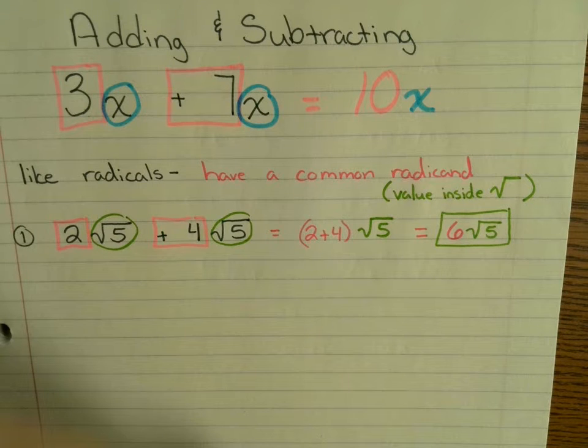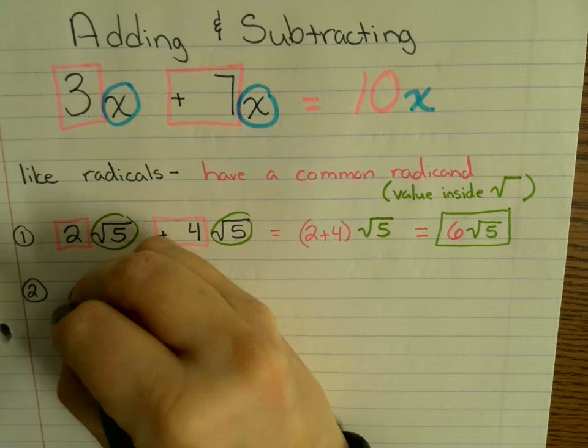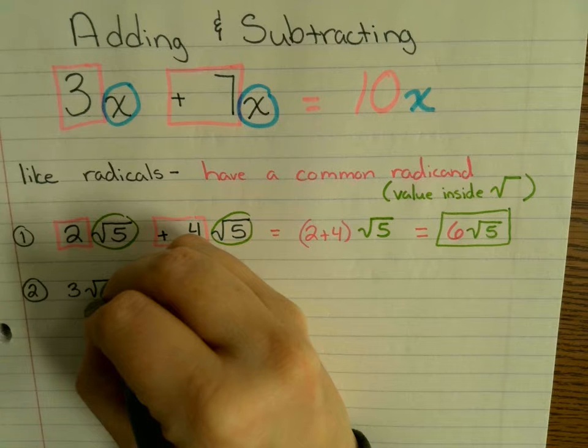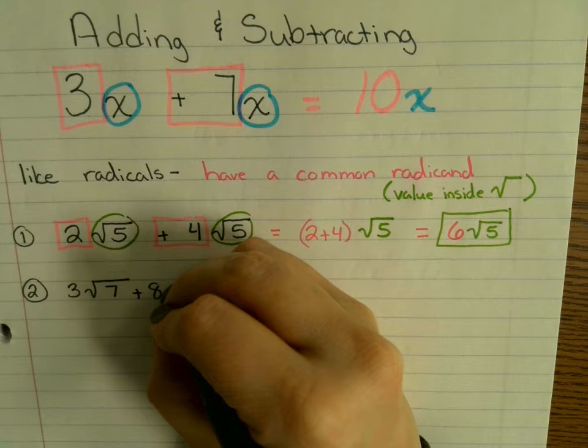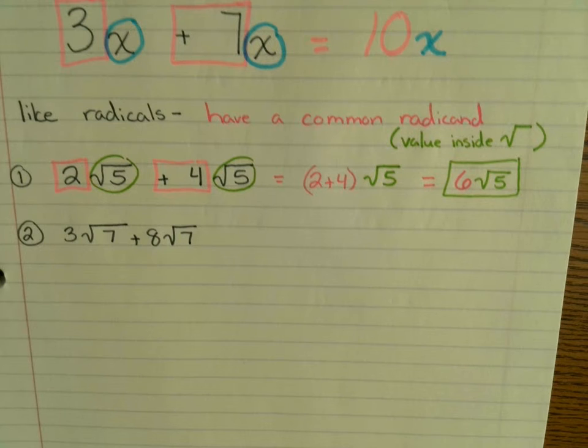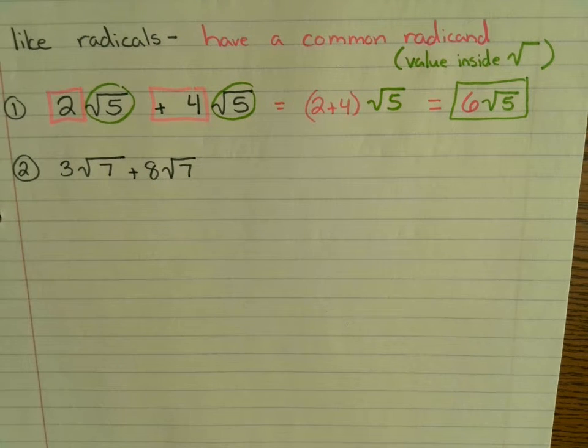Try this one. We have 3 square root of 7 plus 8 square root of 7. Raise your hand to tell me, what do you think the final answer is going to be? I'll give you just a few moments because it's really not that hard. This is an easy one. 3 square root of 7 plus 8 square root of 7 is going to be what? Brian? 11 square root of 7.